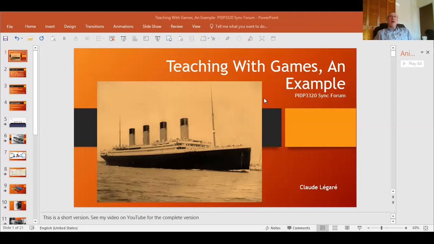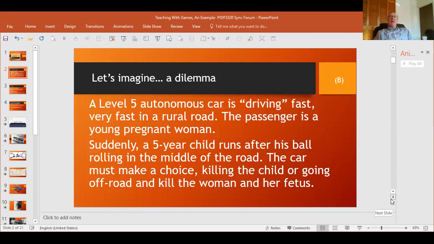An example I have created based on a previous course where we were dealing with dilemma. I had the idea that the Titanic would be a good setting for discussing dilemma. So what I would like to do is, let's start with an example of a dilemma.